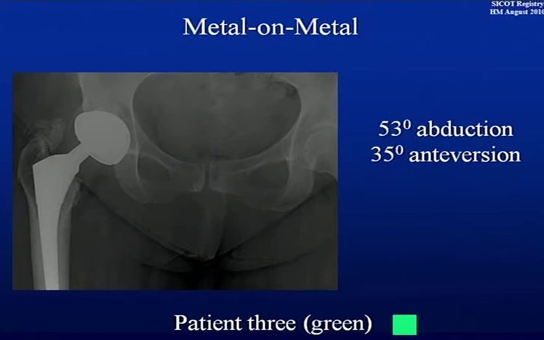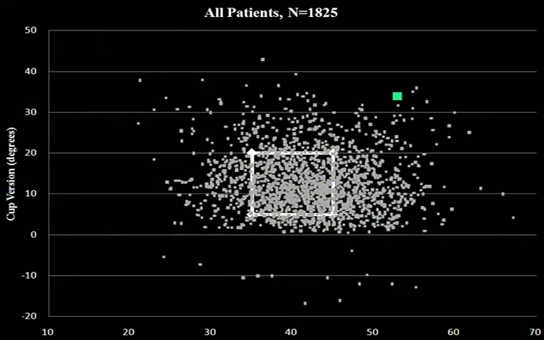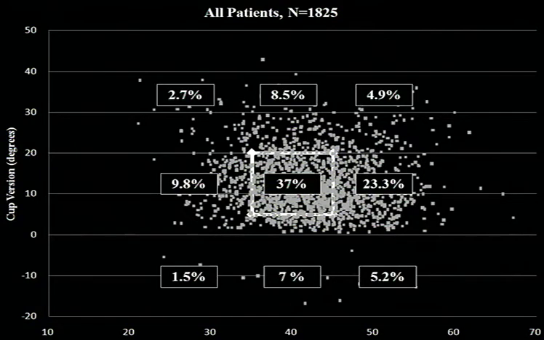I have this one patient, a metal patient, and it's green on this slide here. This is where the cup should be. This is where we actually found the cups at the analysis. So we had 37% where they should be, meaning the remaining is outside that. And those steep ones here, if that was metal we have used, there would be high risk for problems.